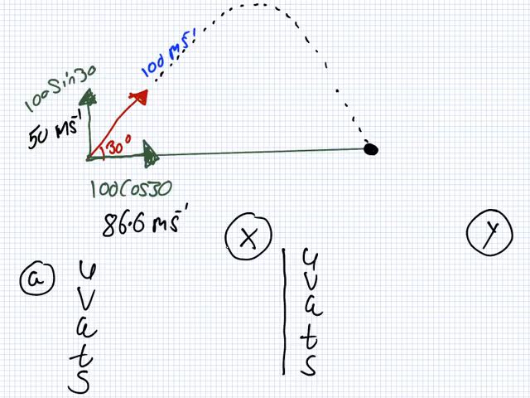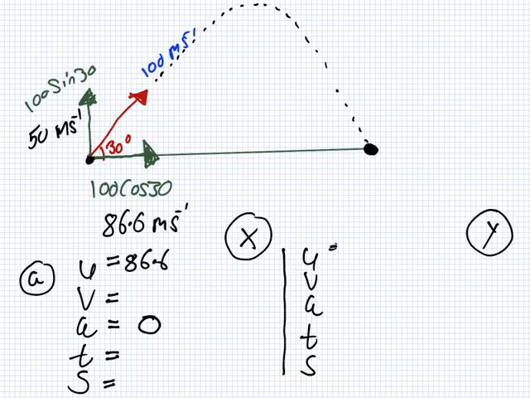So let's look at the x first. Starting from here, the shadow moves along until it gets here. The u will be what? 86.6. The v we don't know. The a will be 0, because remember I said there's no acceleration in the x, only in the y. The t, I don't know, and the s, I don't know.